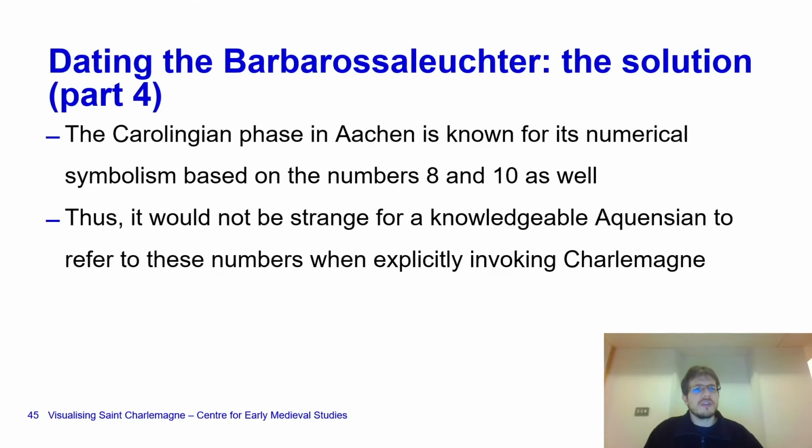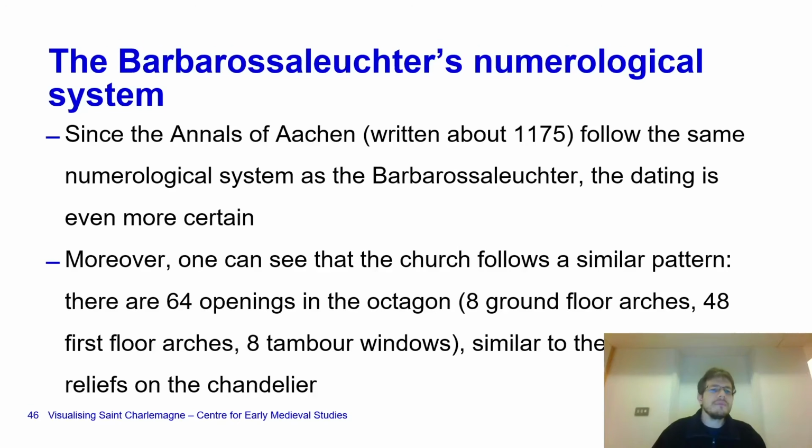Additionally, the Carolingian phase in Aachen is known for its numerical symbolism based on the numbers 8 and 10 as well. So one would easily get 6400. Thus, it will not be strange for a knowledgeable Aquensian to refer to these numbers when explicitly invoking Charlemagne or his gift of the saint's relics. Now, since the Annals of Aachen, written about 1175, follow the same numerological system as the Barbarossaleuchter, the dating is even more certain. So we can even see that these are contemporaries and they know what they are saying.